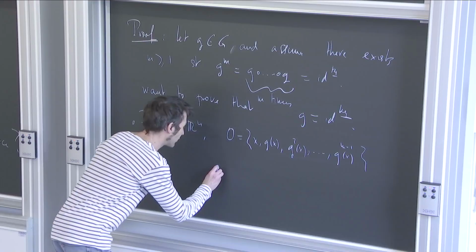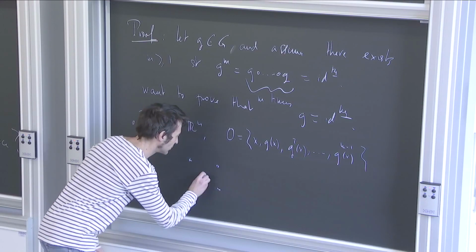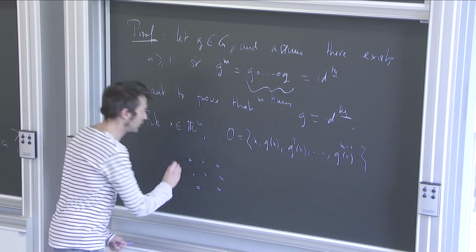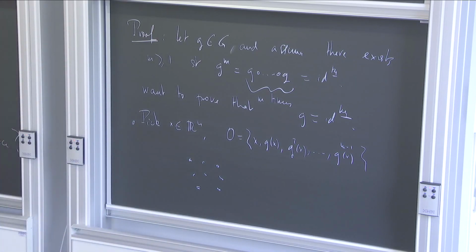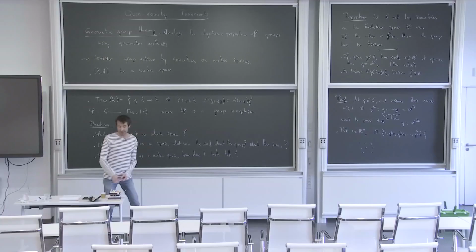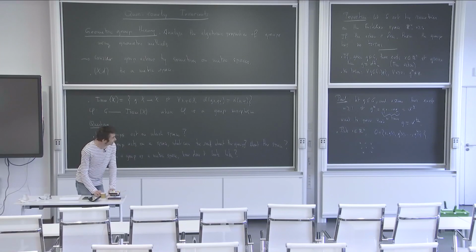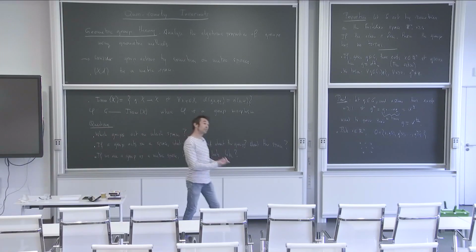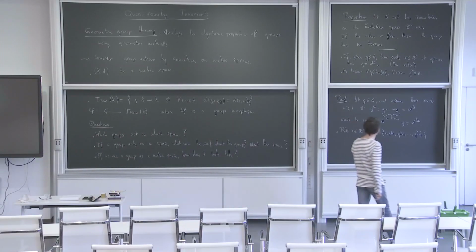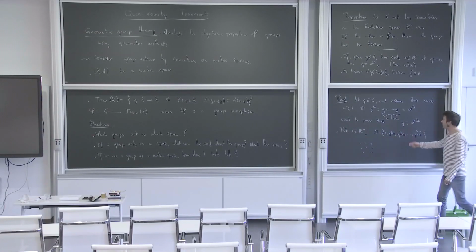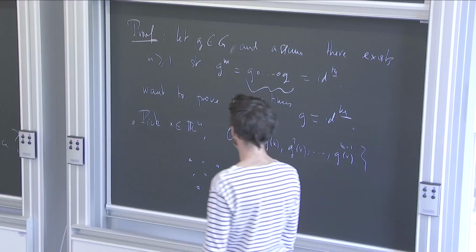I have a finite number of points corresponding to the orbital. And so the only property that I have is that the group acts freely. So somehow what I want to do is to show that G admits a fixed point. So how will we do that?